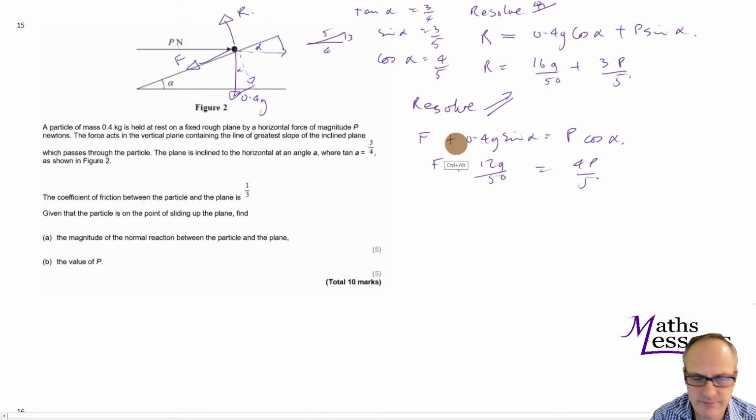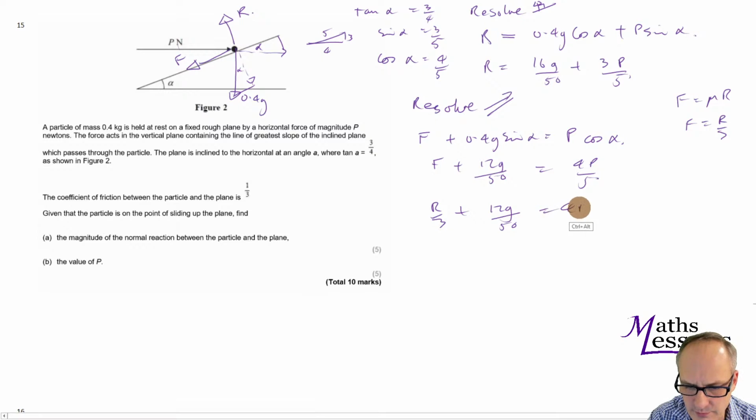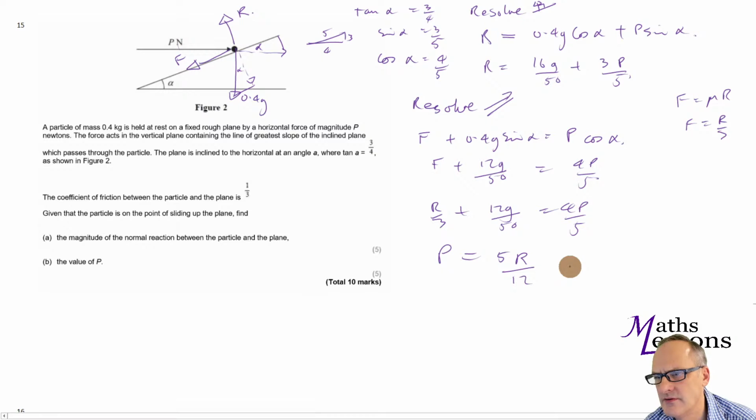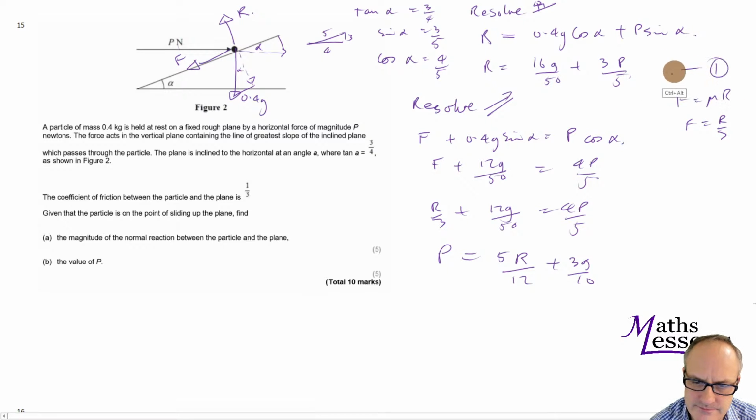So if we rearrange, let's put R in. Sorry, we also know that F equals mu R. And I think we're told mu is 1/3, so F equals R over 3. So we've got R over 3 plus 12g over 50 equals 4P over 5. Rearrange all of that to get P as the subject, because we're going to try and find the magnitude of the normal reaction. We don't need to find P to start off with. It doesn't really matter which order you do it in. You can do part A and part B in either order. So we're going to get P equals 5R over 12 plus 3g over 10.